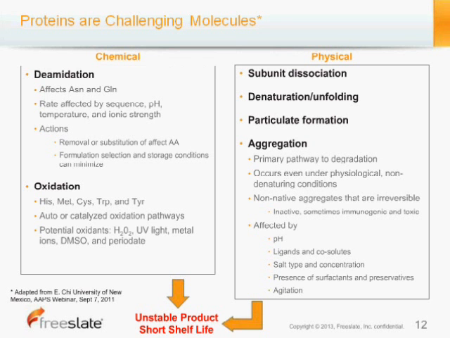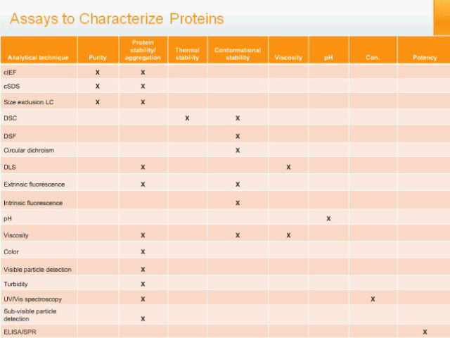So because there are so many different ways that proteins can degrade, and proteins are so complex, there are many different assays that people use to characterize their proteins. And so I simply compiled this list of the different techniques that people use and the endpoints that people are looking for. And this is just a representative example.